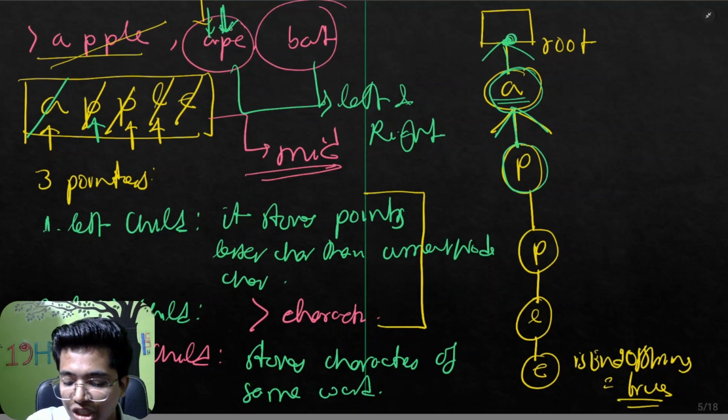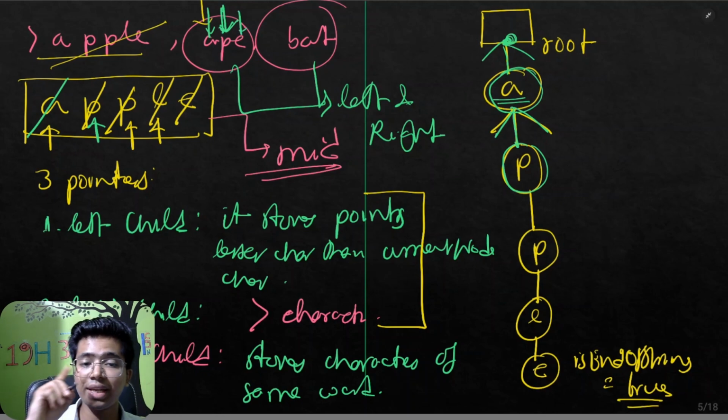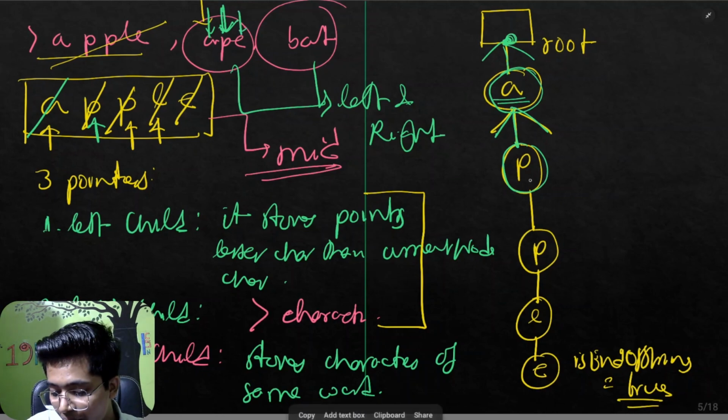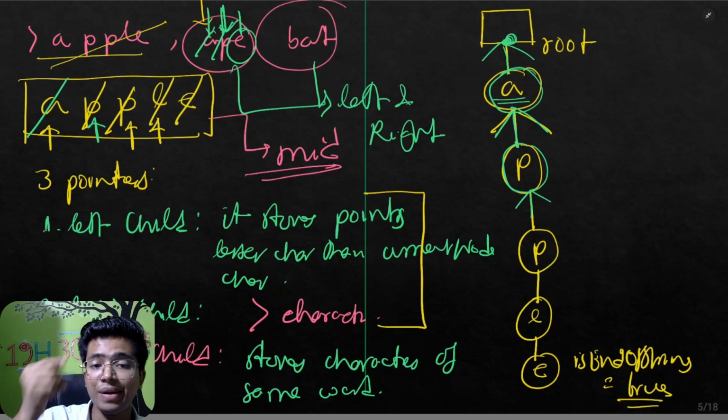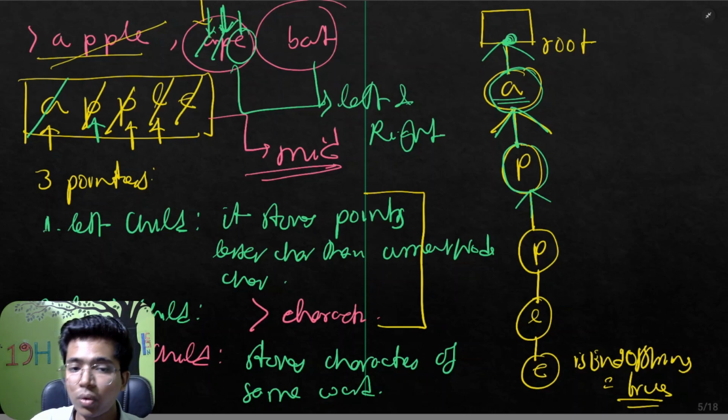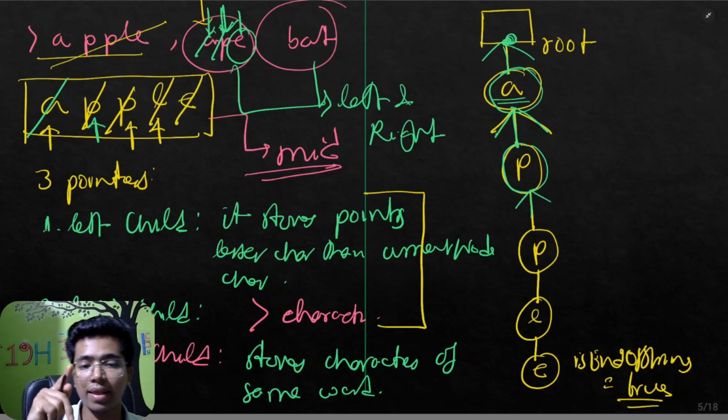So after AP, we again check if there is E. Now observe, from P when we check for E on the left and right, we don't get this E. So what we do is create a new node. But which side we create that new node on is important.